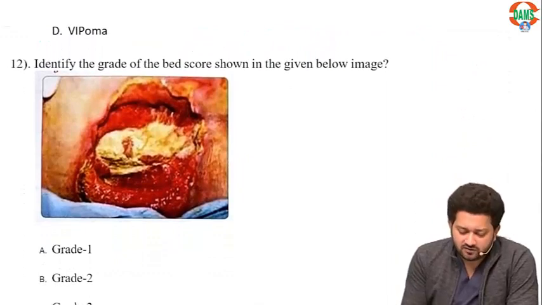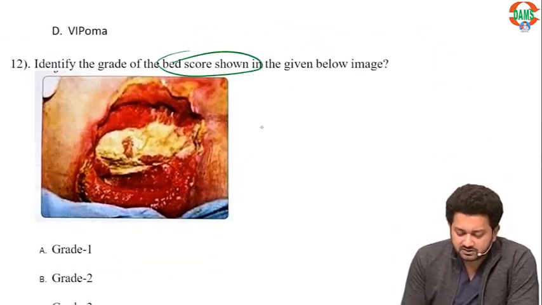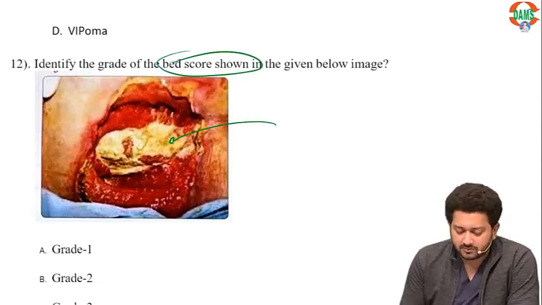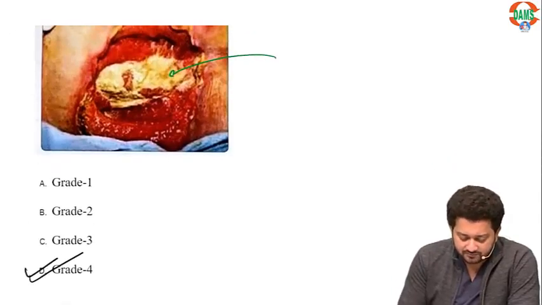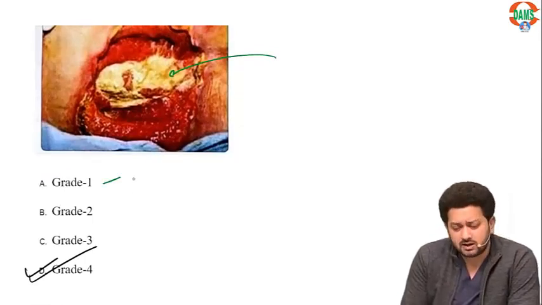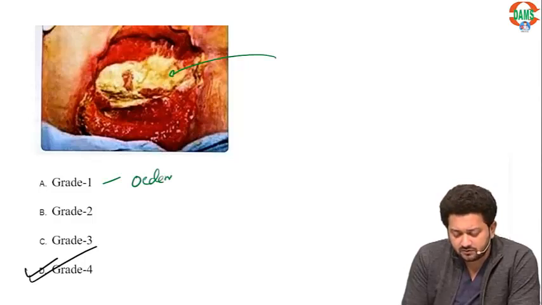Identify the grade of bed sore which is shown in the image. So the bed sore is showing bone. So if the depth is going up to the bone, it is grade 4. Grade 1, there will be only erythema and edema. There will be only edema. You will not see any skin necrosis.